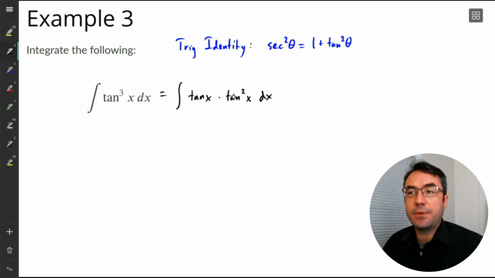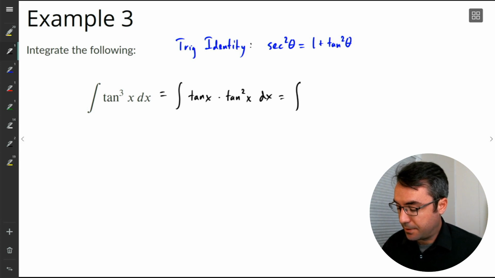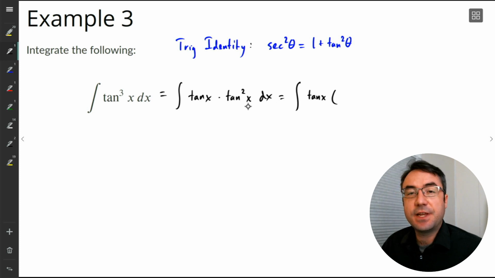All right, now that we have that, let's plug it in. This is going to be the integral of tangent x, and then instead of tangent squared, it's going to be secant squared minus 1.